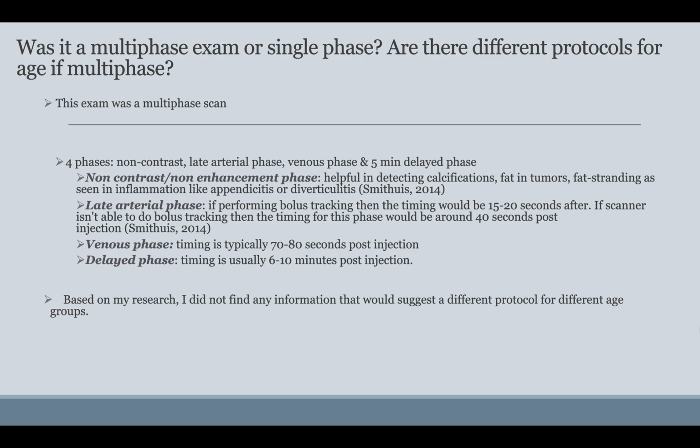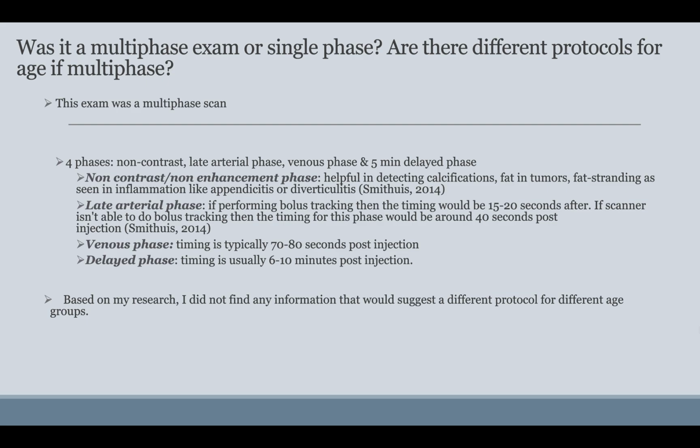So in the non-contrast or non-enhancement phase, this is done before contrast is administered, and this phase can be helpful in detecting calcifications, fat in tumors, fat stranding as seen in inflammation like appendicitis or diverticulitis.